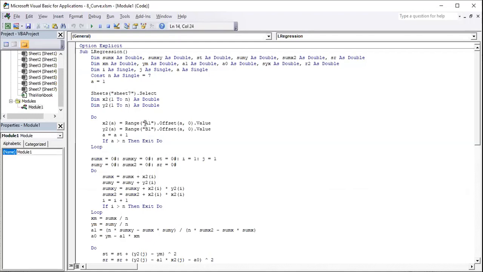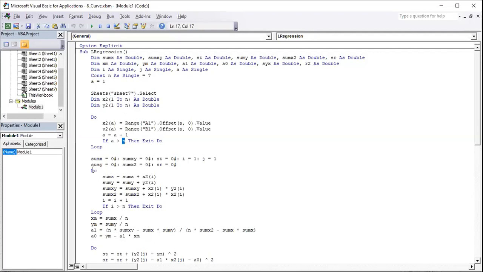Then it's starting from range A1, so I'm offsetting by 1. It's going to start from A2 because A starts from 1. When you offset by 1, you're going to the next row. So it's going to start from A2, and here it's going to start from B2. Then it's going to go to N, the last value you have.